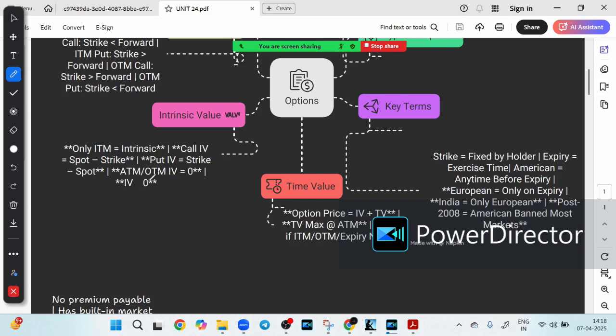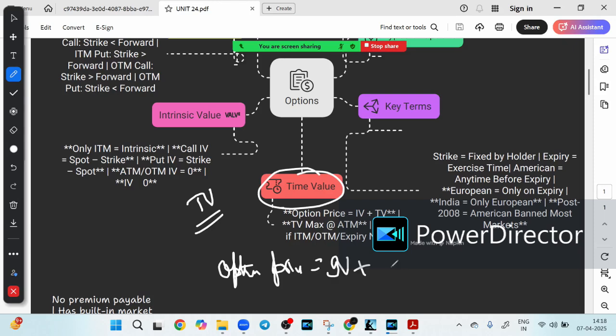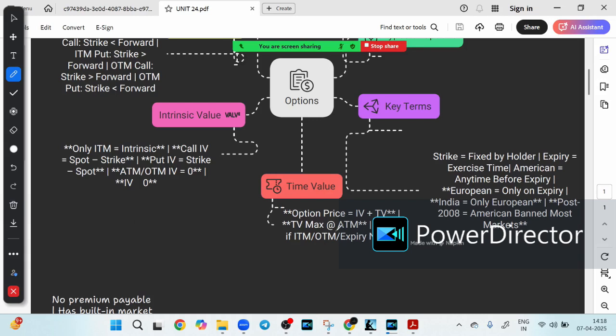Understood? Right. So friends, one more thing is called time value. After intrinsic value, something important is called time value. It is the extra premium you pay for the time left until expiry. One formula you must remember: if you want to find the option price, you add two things. First you add the intrinsic value, and then you add the time value. And this time value is highest at the ATM, at the money. Time value decreases as expiry nears, or when the option is deeply ITM or OTM.